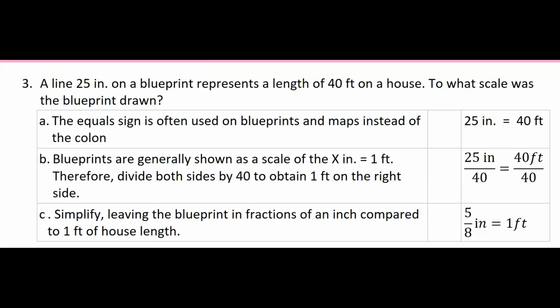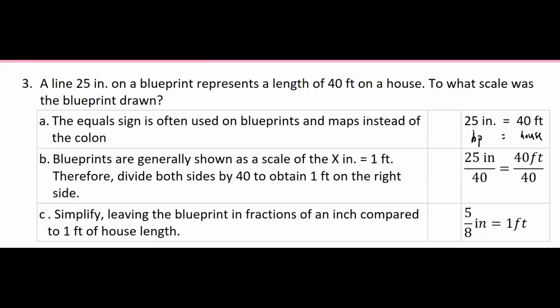In example 3, a line 25 inches on a blueprint represents a length of 40 feet on a house. To what scale was the blueprint drawn? So let's take a look at this in a few parts. The equal sign is often used on blueprints and maps instead of the colon. So we see that 25 inches on our blueprint is equal to 40 feet on the house.